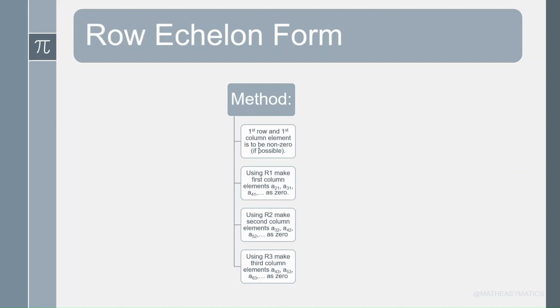Next is method to create row echelon form. First row and first column element is to be non-zero if possible. So this should be non-zero. Here any number of zeros or non-zeros can be there. We don't consider this part. Only first leading element is important in row echelon form. Using R1, make first column elements A21, A31, A41 as 0. This is A11.